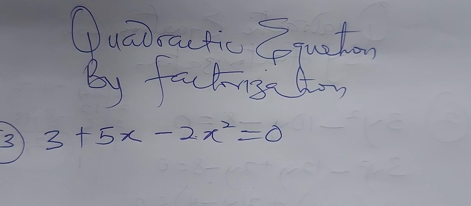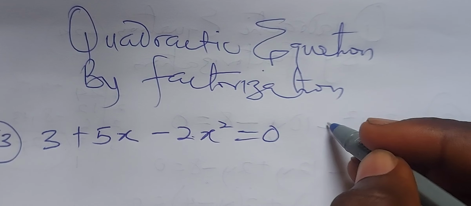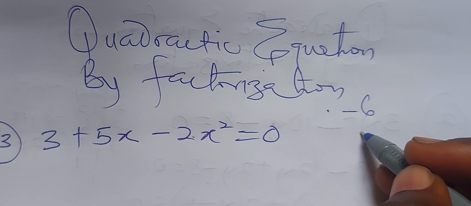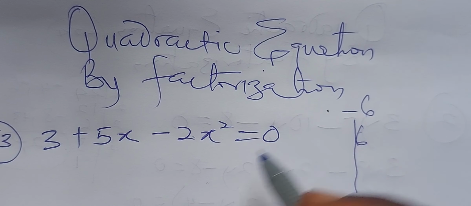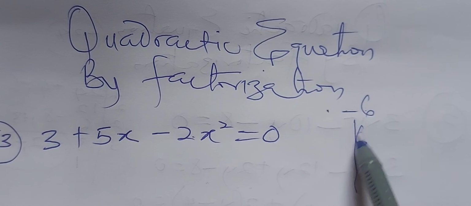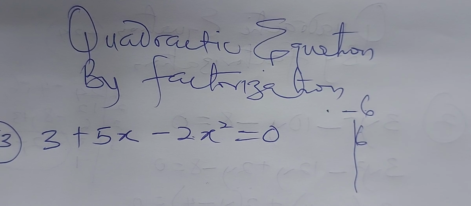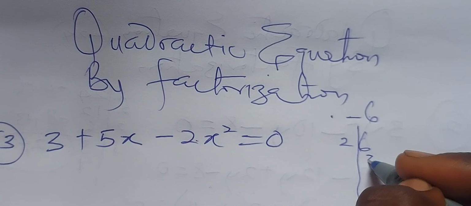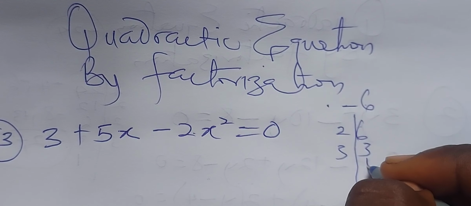Okay? So what you do, you come out as minus 6. So you find the factors of 6 that, when you multiply, you are going to have minus 6, and when you add the two factors, you are going to have plus 5. And so what are the factors? You have 2, 3, you have 3, 1.